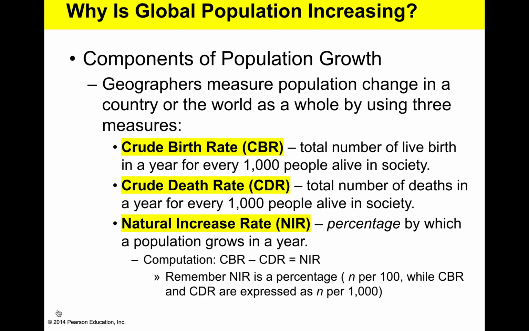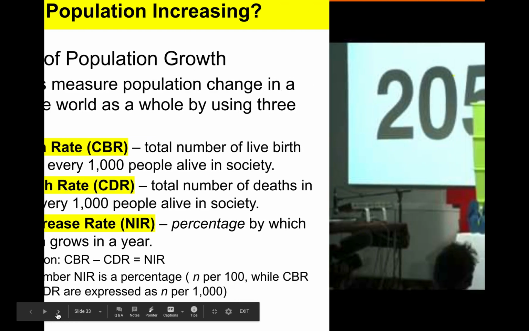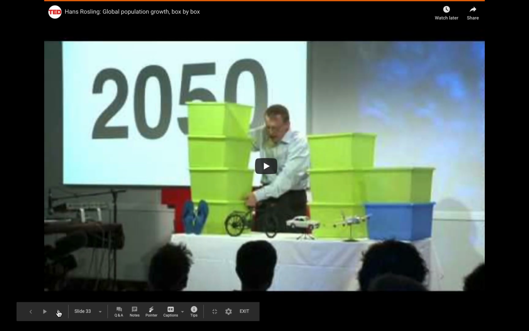The natural increase of the world was 1.2 in 2019, which means that the population of the world has been growing about 1.2 percent, which is lower than the all-time natural increase rate, which was 2.2 in the 1960s. If you have time, this is a great video.